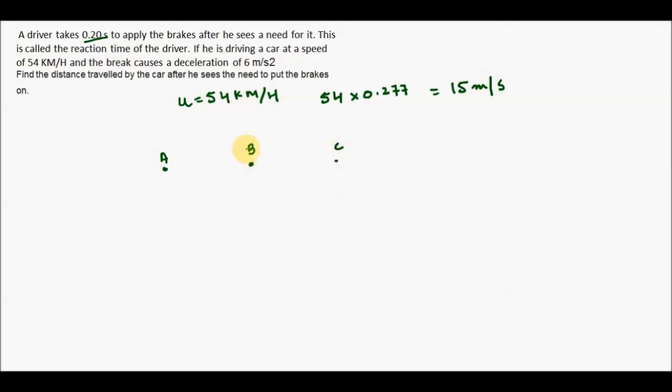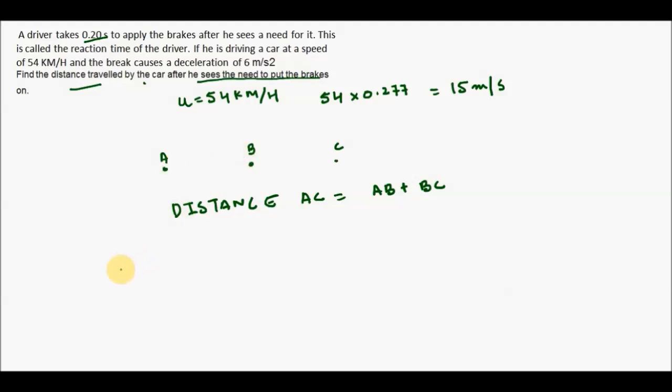So according to our question, we need to calculate the distance traveled by the car after he sees the need to put on the brakes. So actually we need to calculate the distance of AC, which will be equal to simply distance AB plus distance BC, right? So let's move and calculate distance AB first.